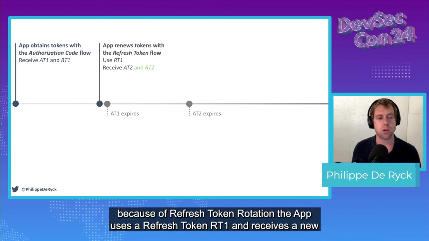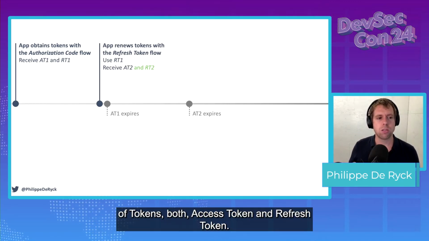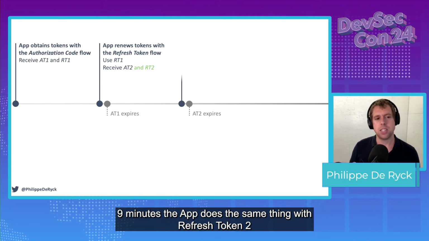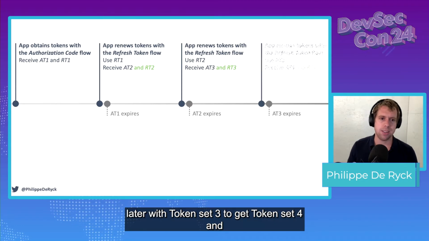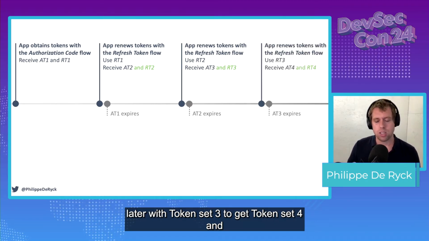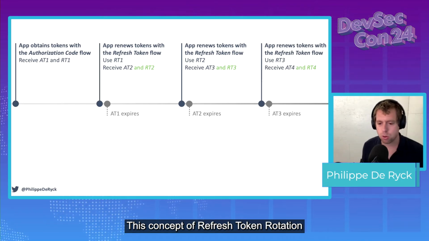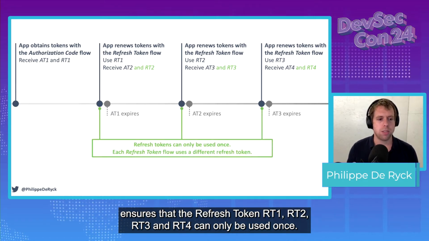And because of refresh token rotation, the app uses a refresh token, RT1, and receives a new set of tokens, both access token and refresh token, AT2 and RT2. And again, AT2 expires in 10 minutes. So in 9 minutes, the app does the same thing with refresh token 2 to get token set 3, and the same 9 minutes later with token set 3 to get token set 4, and so on and so on. This concept of refresh token rotation ensures that a refresh token, RT1, RT2, RT3, and RT4, can only be used once. That's the whole point here.